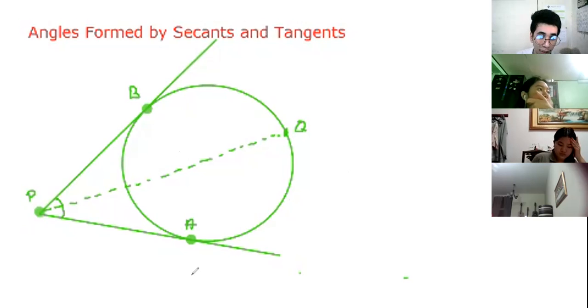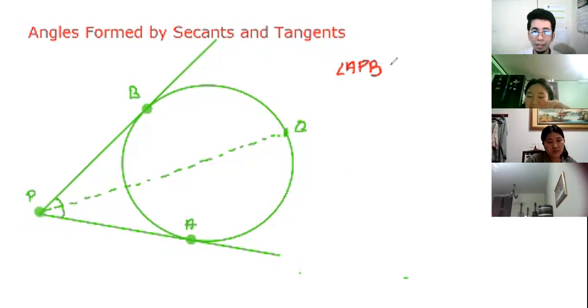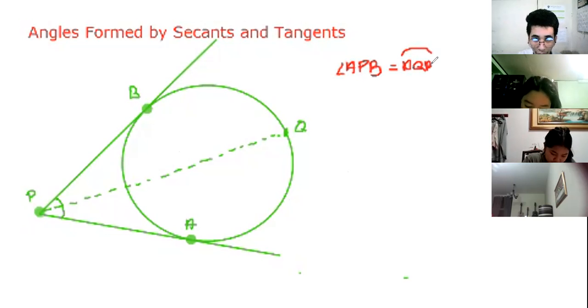So, itong relationship nila, parehas lang din. Angle ABP, parang axis lang, no? ABP is equals to, so, subtraction pa din, iso-subtract pa rin natin sila. Siyempre, mas mauna yung minor arc natin, which is AQB minus arc AB over 2. Over 2 pa rin sila.